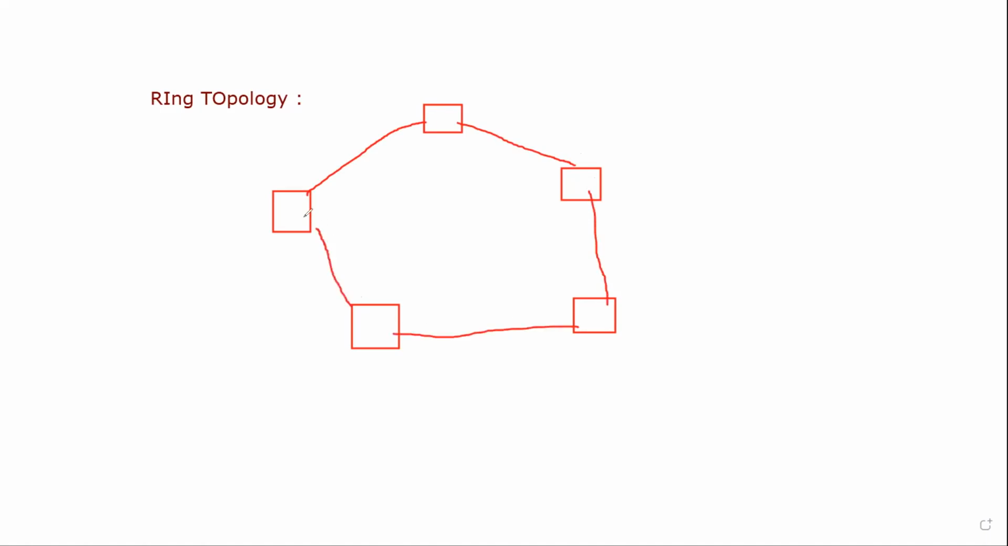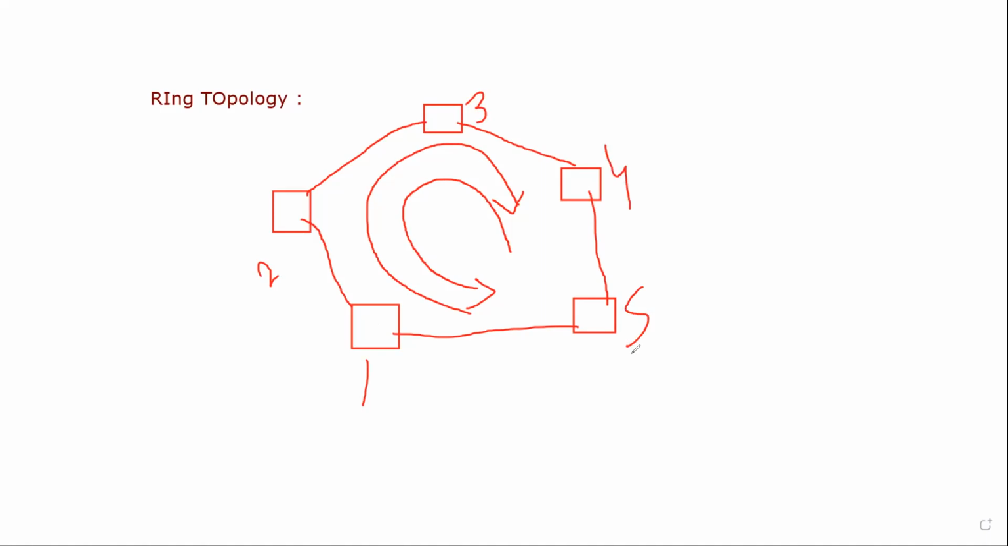In this ring topology, we use the concept of token ring, where data goes in the clockwise direction and acknowledgement comes in the anti-clockwise direction. If I'm sending data, I have to send it in the clockwise direction, and after that I will receive the data from the other direction, like 1, 2, 3, 4, and 5.